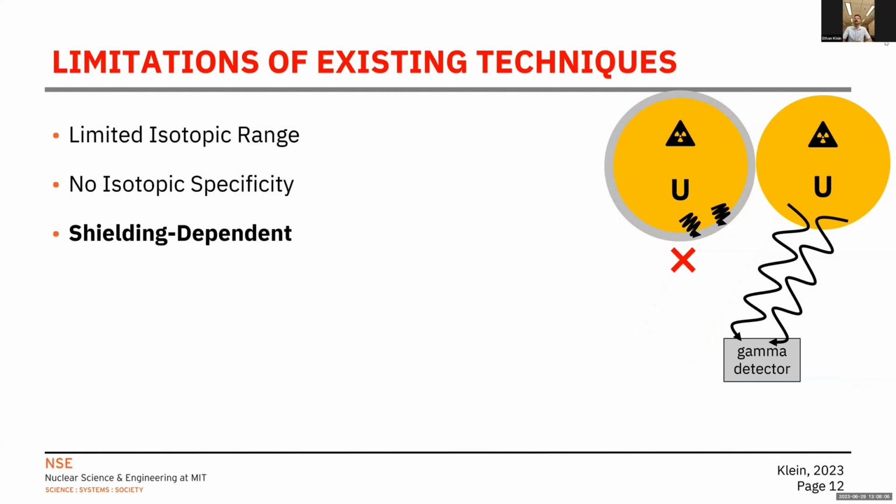A third limitation is that a lot of these techniques are shielding dependent. If you take a chunk of uranium, it has gamma emissions, which you can detect with a gamma detector, but maybe if you put just a little bit of lead shielding around it, if those gammas are low energy enough, they're going to get captured in the shield, and it's going to be very difficult for you to measure any significant counts in your gamma detector.